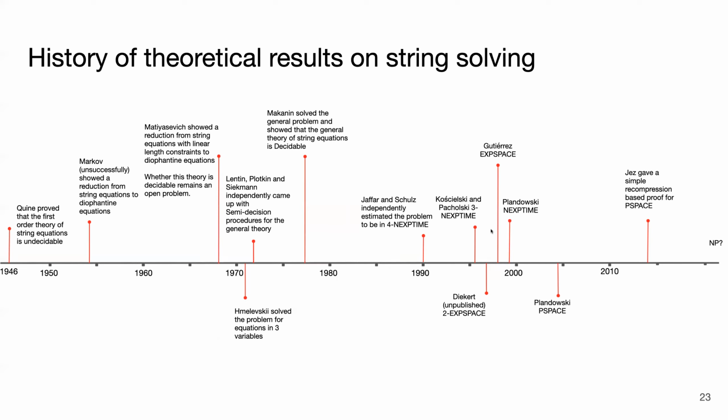And after that, there were a series of results on trying to establish bounds on the complexity. It started with 4-NEXPTIME and was gradually reduced to PSPACE. And recently in 2013, Jeż gave a very simple decompression-based proof for proving the complexity of string equations to be in PSPACE. And it is conjectured right now that it is in NP, but maybe we'll see it later.